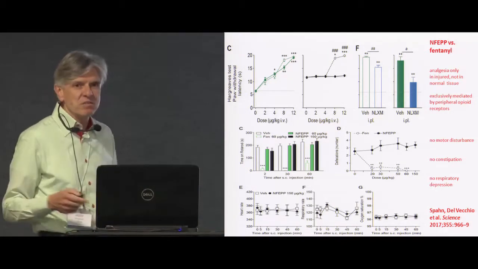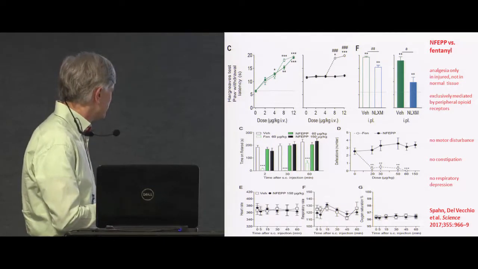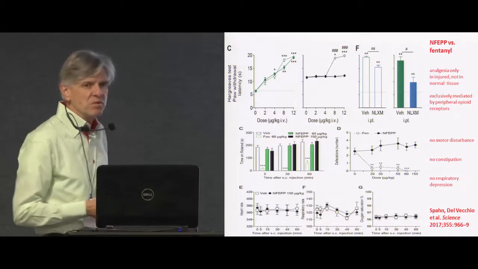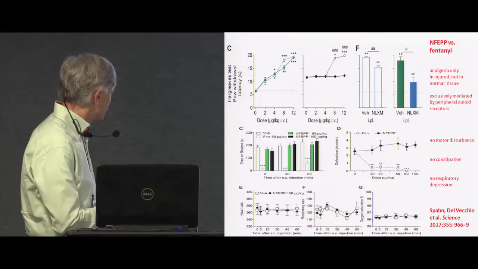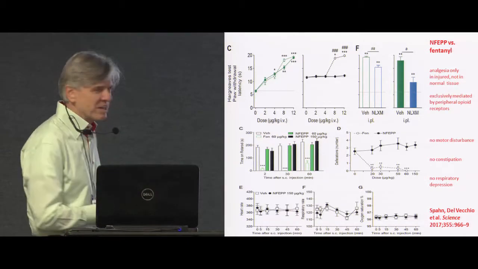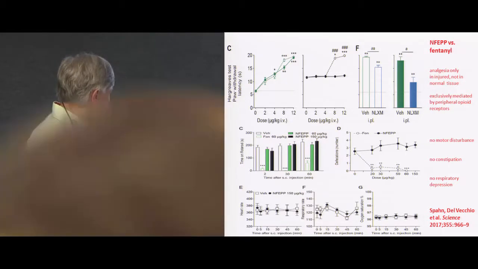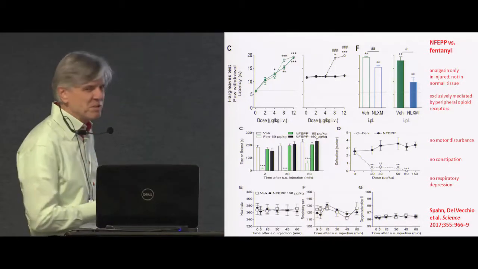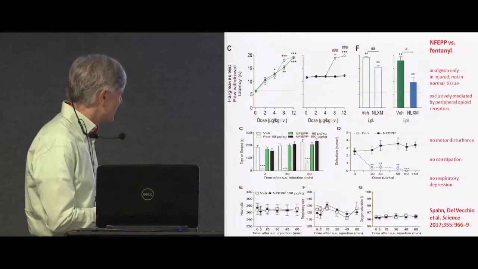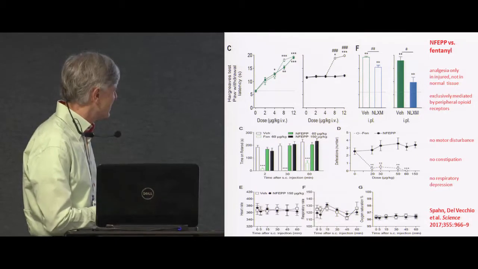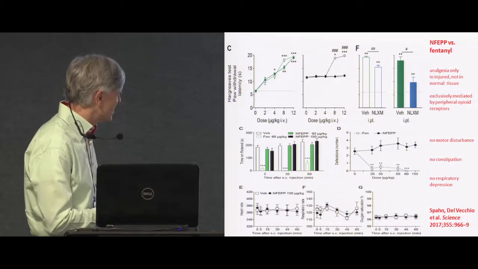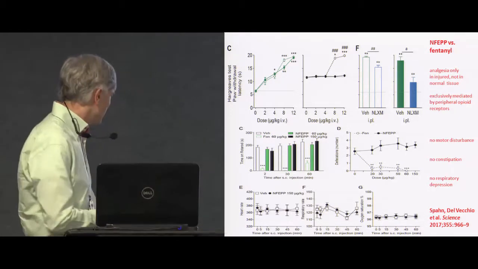Of course, the main goal was to reduce central side effects. We did, for example, a rotor rod test. You have seen the rotor rod test before that shows you motor coordination. There was practically no effect on motor coordination by this new drug, but motor coordination was severely inhibited by regular fentanyl. You can also see that there is definitely constipation. These are the number of defecations measured at different doses. There is absolutely no effect by this new compound.